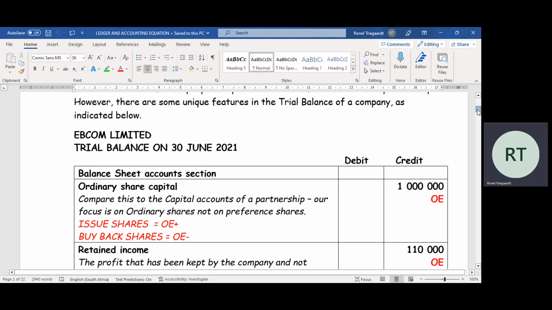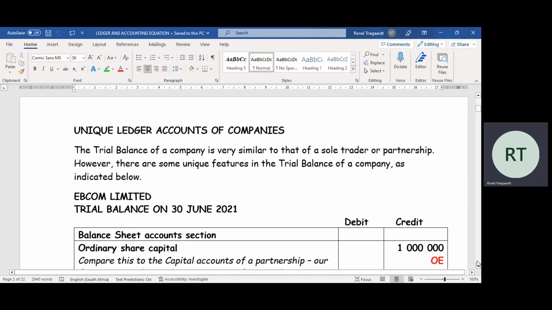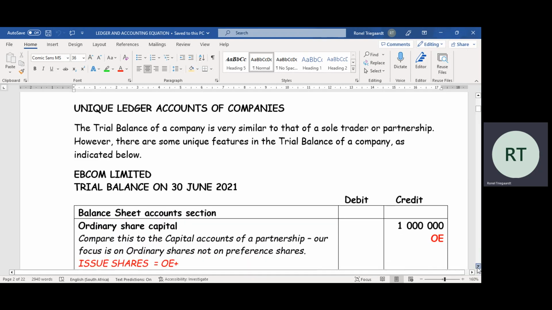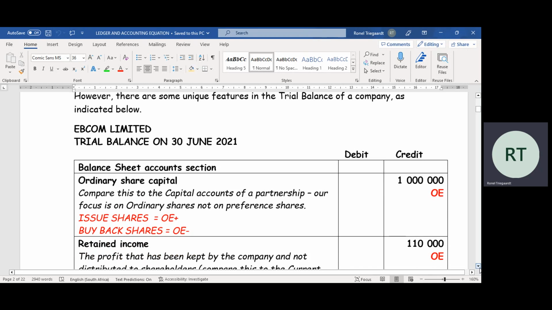There are specific accounts that we have to look at. I'm not going to do any of the ledger accounts. I need to explain the ledger accounts. Okay. Ek gaan net van die rekeninge doen. Ek gaan net verduidelik wat is die doel van hierdie rekeninge.